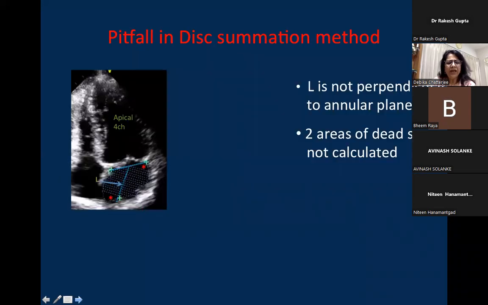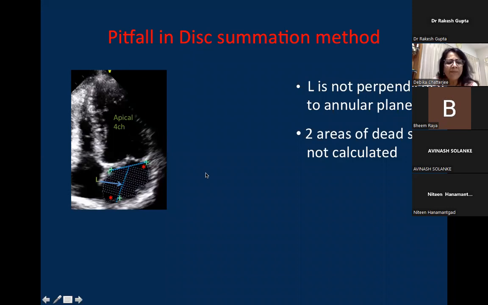Now there is a caveat while measuring the LA volume by the disc summation method. Look at this picture. See, I have told you this length should be perpendicular to the interannular line. But in this particular patient, where I have measured this length is not perpendicular. This is not 90 degrees, this is less than 90 degrees, and this is more than 90 degrees.